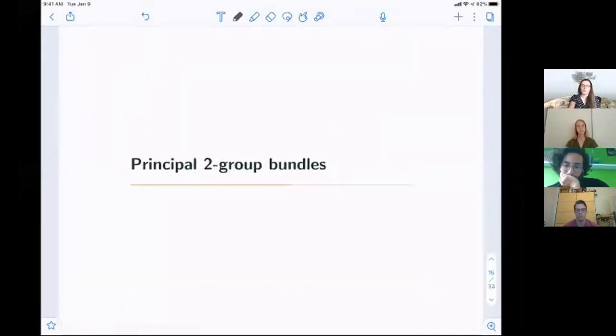Okay, so we're going to talk now about principal 2-group bundles. And we're going to just talk about these abstractly, very briefly. And then, as I said, we'll talk about the specific case where we have these oriented 2-manifolds. So there are several ways that you might think about trying to define principal 2-group bundles. So what you probably want to do first is to think about what we mean by principal G-bundles. But of course, there are many different ways to define principal G-bundles.